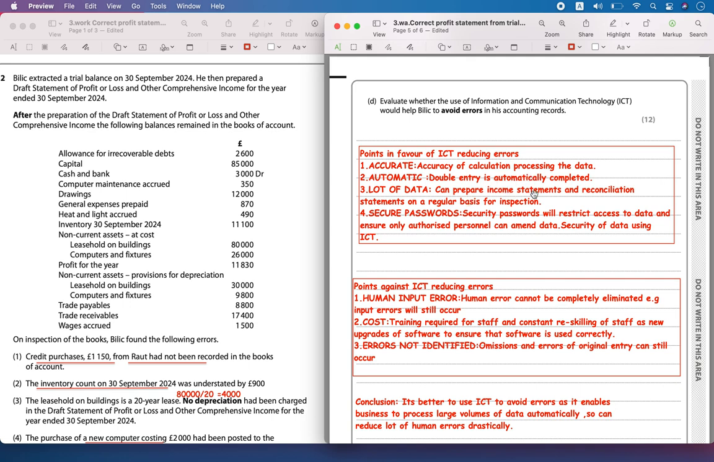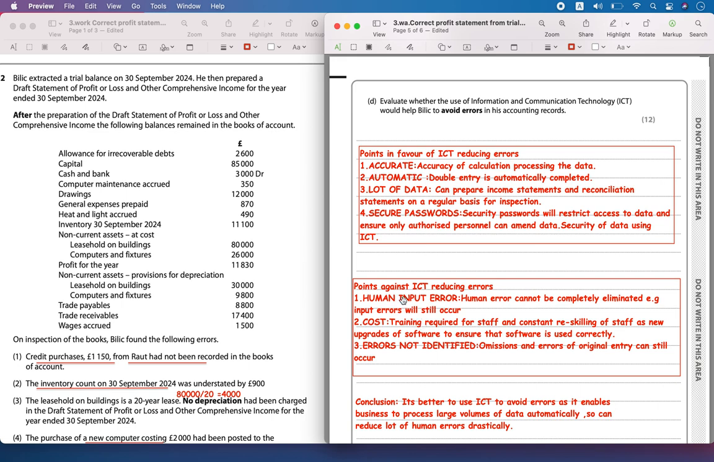And also it helps you to prepare income statements and reconciliations on a regular basis, very often, and so it can avoid errors. And it helps you to secure passwords so that only an authorized person can amend the data or make changes to the data, so no errors can occur in the books.